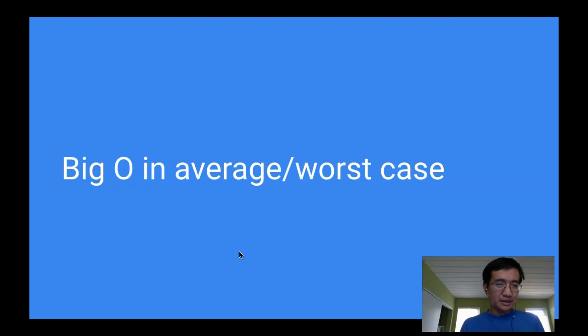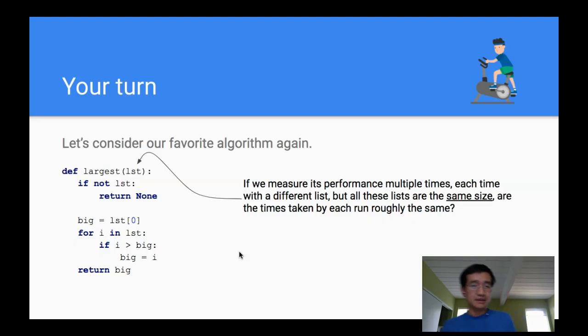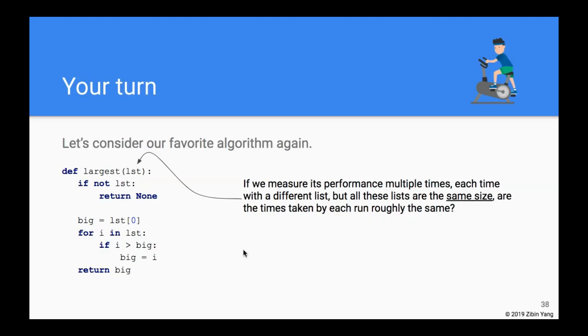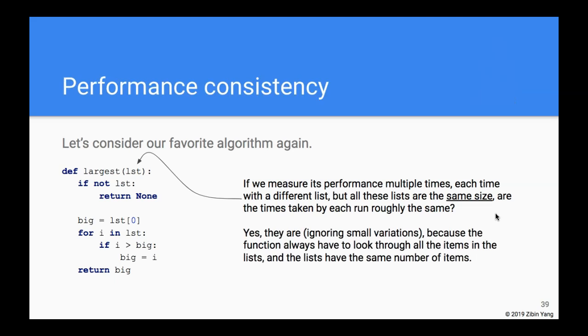Hello, in this video, we're going to talk about big O in the average/worst case. So let's consider our favorite algorithm again, the largest function. If we measure its performance multiple times, each time with a different list, but all these different lists have the same size, do these multiple runs take the same amount of time? Think about this for a moment. The answer is yes, they do.